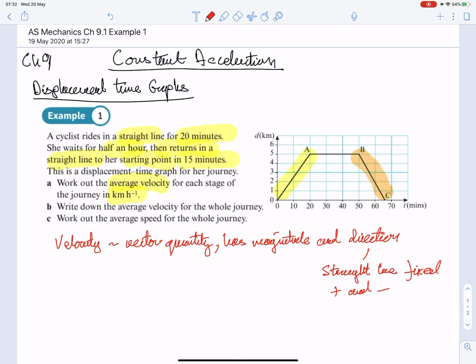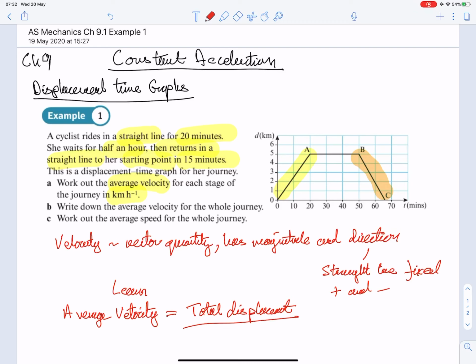Okay, so average velocity, what else do we need to learn? The average velocity is equal to, learn, the total displacement over the time taken.